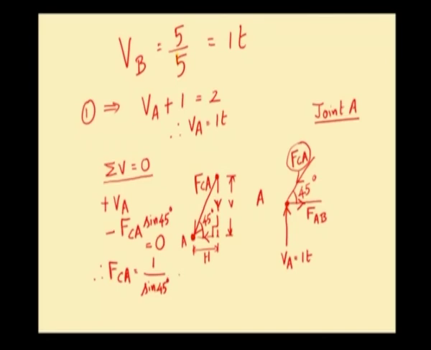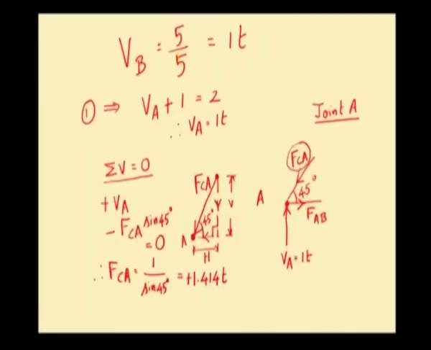So, you get FCA as 1.14 tons. Now, if you see the sign for FCA, we are getting a positive sign, which means that the assumed nature of force for the member AC, that is compressive, is correct. So, our assumption that the force in the member AC is compressive is right, because we get the sign as positive. So, FAC is subjected to a compressive force of magnitude 1.14 ton.